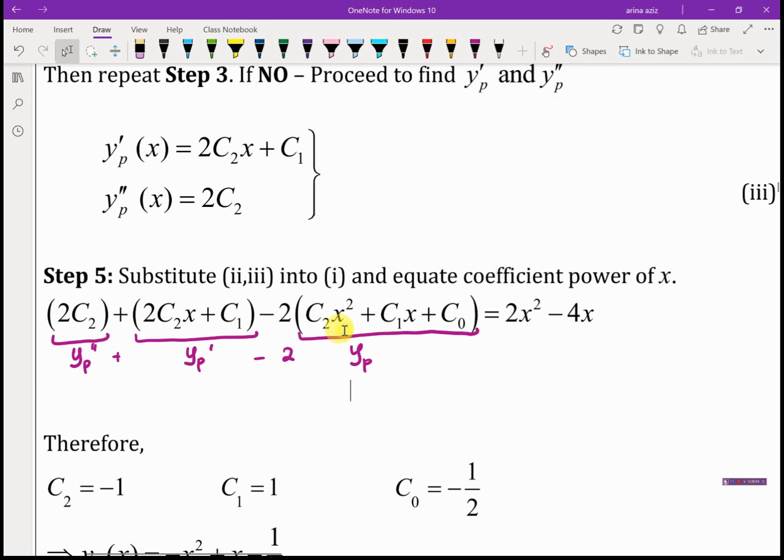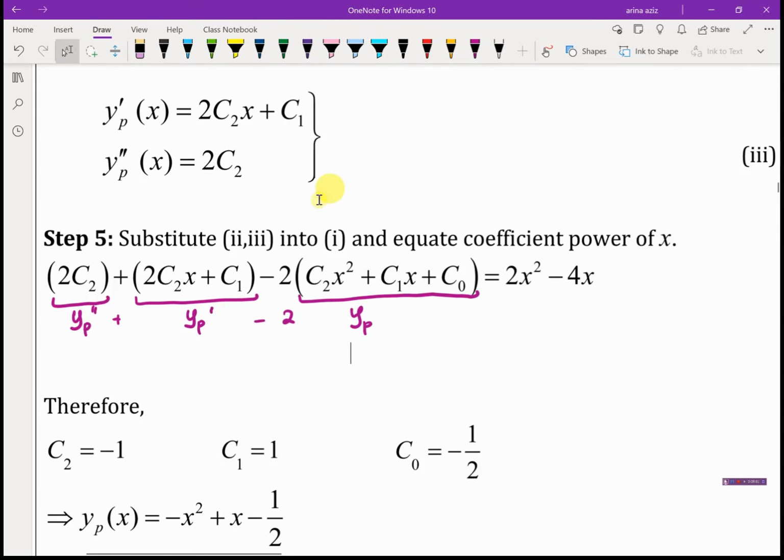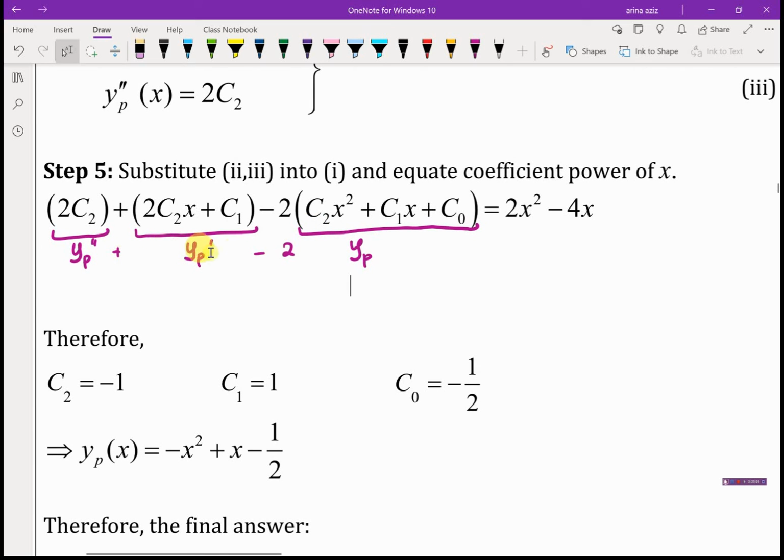So you can see that this is actually the differential equation formula that we have, right? Y double prime plus y prime minus 2y equal to fx. So this is the same one. Okay, so we can rearrange the equation. Everything with x squared, you can put together. Everything with x, you can arrange together. And everything with the constant, you can put together like this. Let me sort it.